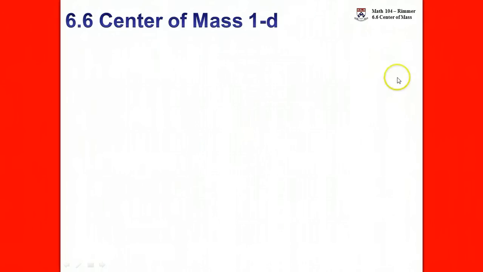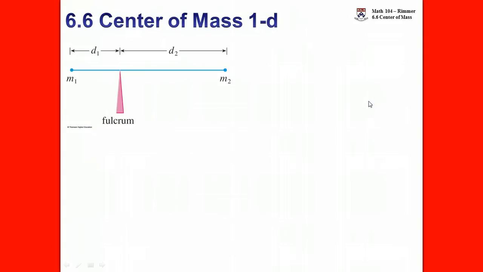All right, so we're going to start with a simple one-dimensional case where you've got a mass distributed along an axis. Think about this like the x-axis, where I have one mass, M1, and another mass, M2. And the balancing point is where I would place what they call a fulcrum, so that it's able to balance.